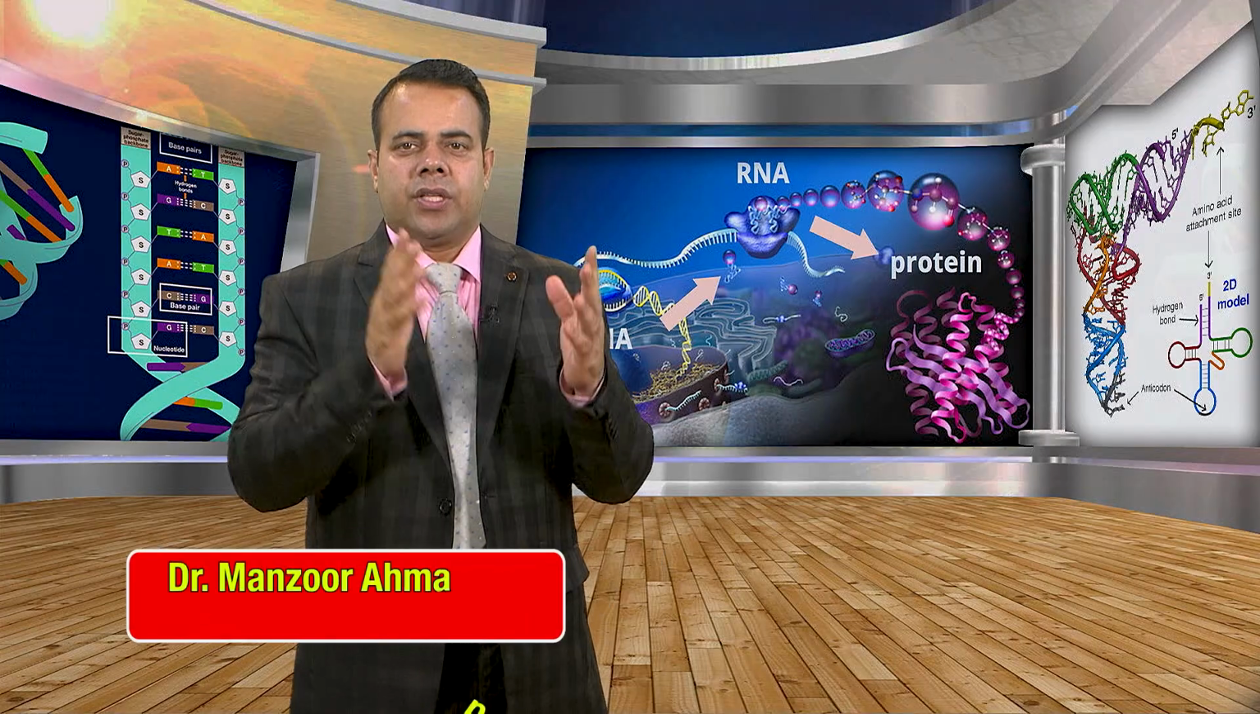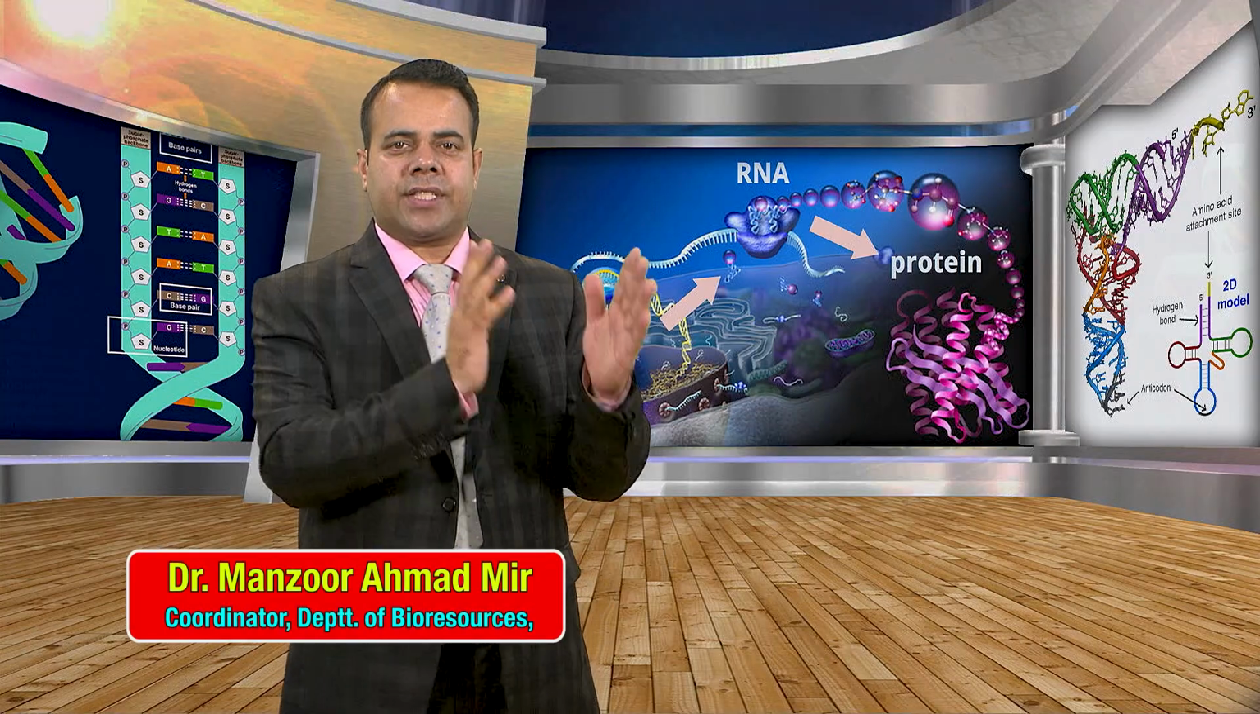CNVs are genomic structural variants in which the number of copies of a particular segment is different in two or more different genomes as compared to a reference genome.